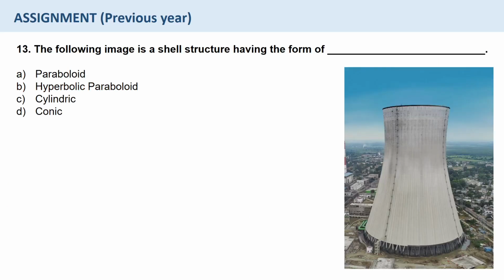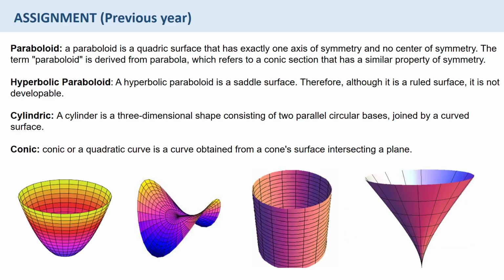Question number 30. The following image is a shell structure which is having the form of paraboloid, hyperbolic paraboloid, cylindric or conic. So the image, I have added the images of all these terms that were mentioned in the question. So what is a paraboloid? A paraboloid is a quadratic surface that has exactly one axis of symmetry and no center of symmetry. The term paraboloid is derived from parabola, which refers to a conic section that has similar property of symmetry. Hyperbolic paraboloid is a saddle surface. Therefore, although it is a ruled surface, it is not developable.